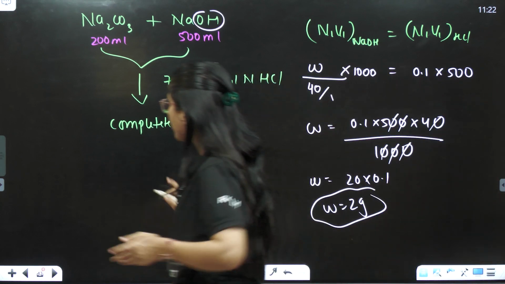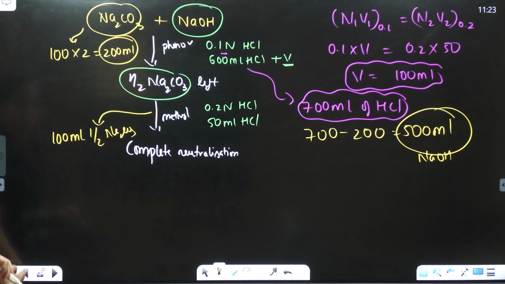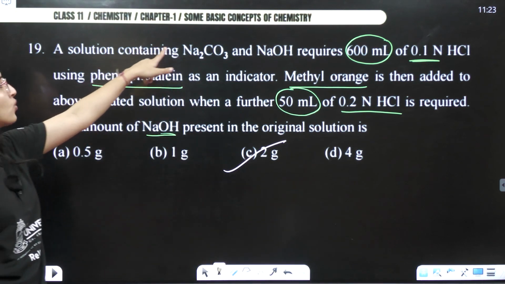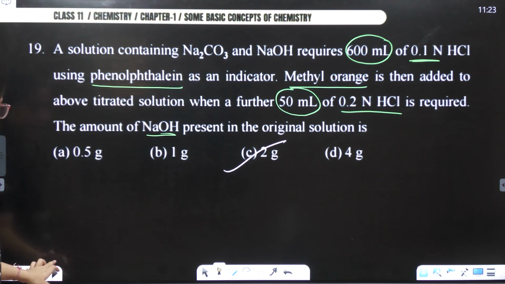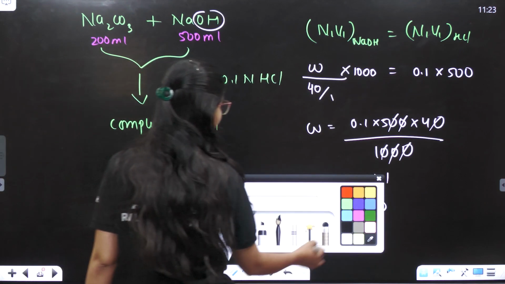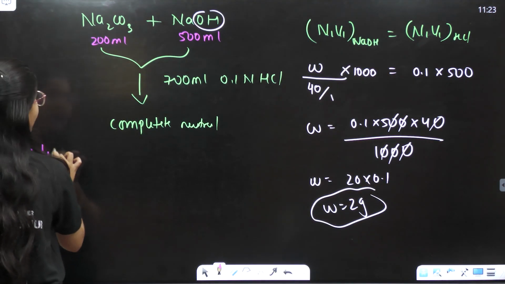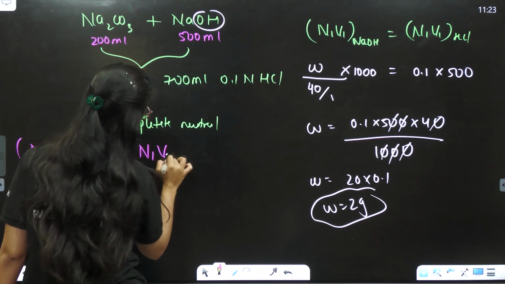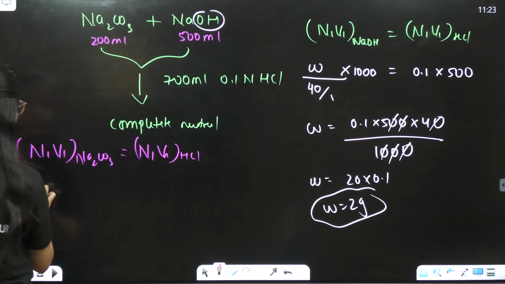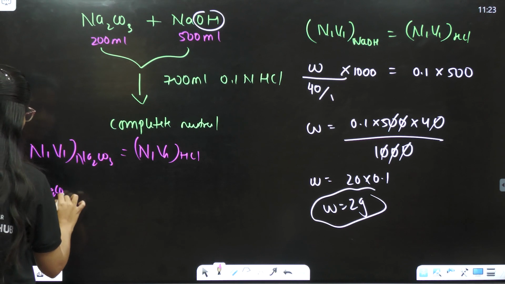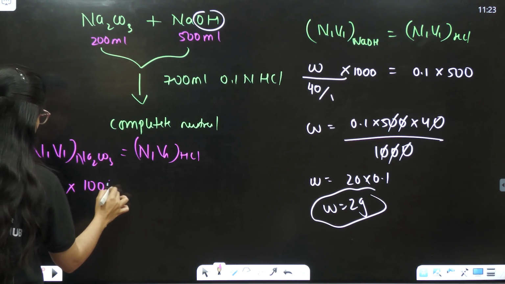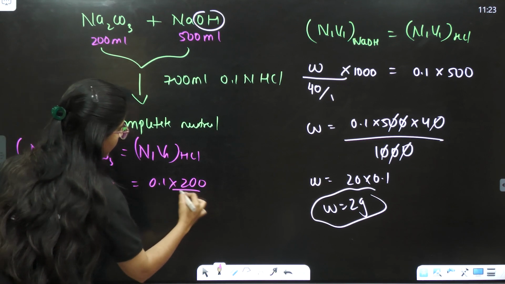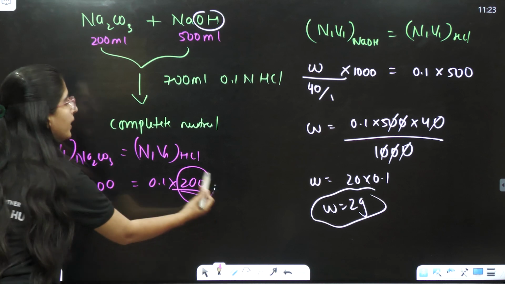So what weight of sodium hydroxide was present initially? It was 2 grams. If they had asked for the weight of sodium carbonate, how would you have done it? You can do it like this: N1V1 of sodium carbonate equals N1V1 of HCl. Here you take N1 of sodium carbonate and V1 to be 1000, and on the HCl side it will be 0.1 into 200. Instead of 500, you will take 200 as the volume. That's all.